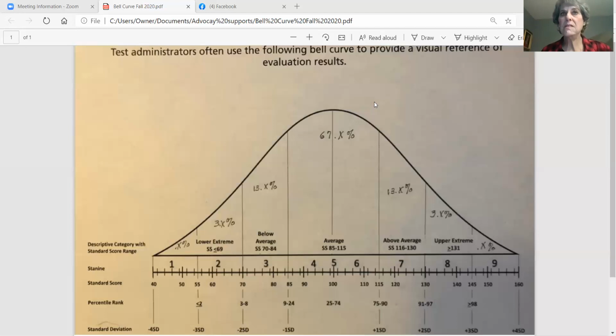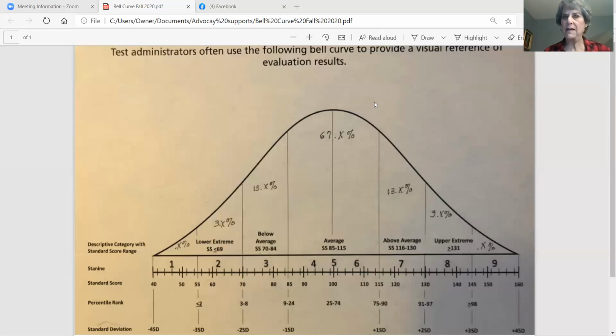So about 67.x% are going to fall in the average range of function, okay? Depending on what's being evaluated and what you're applying it to, again, looking at the academic, looking at the social emotional, looking at the physical motor, looking at all the areas that are evaluated when a school district is hoping to make a determination of eligibility.